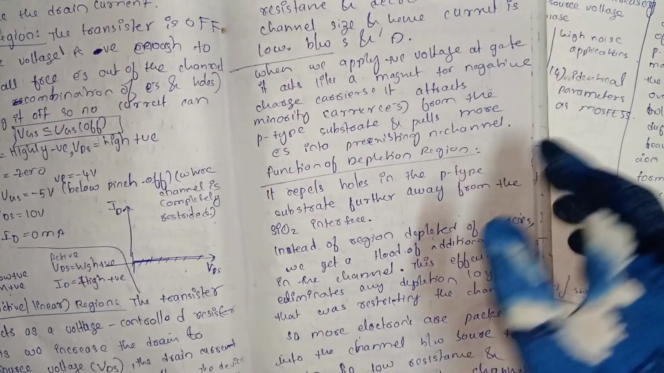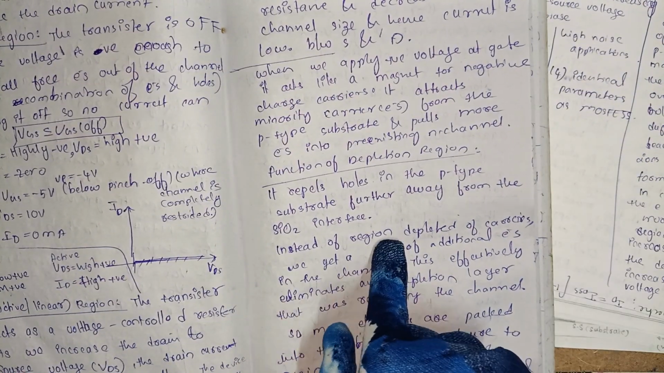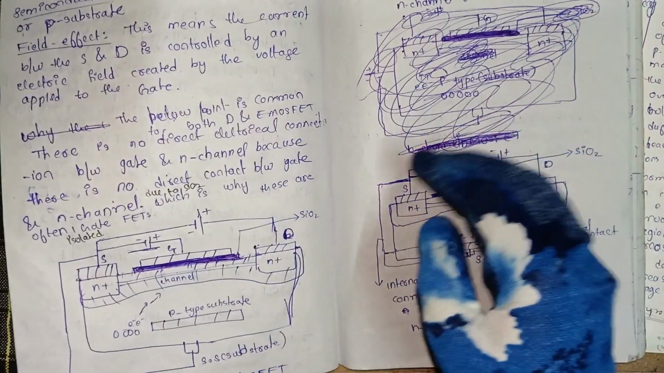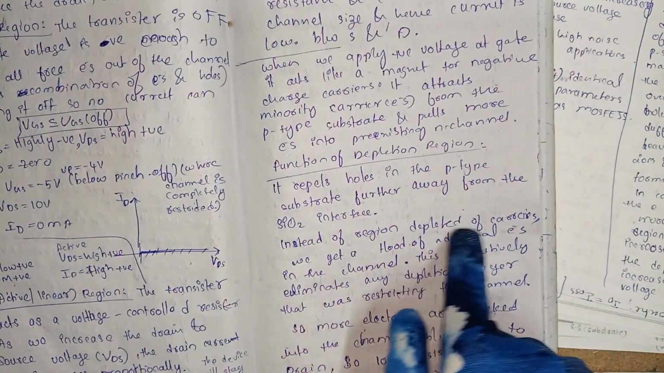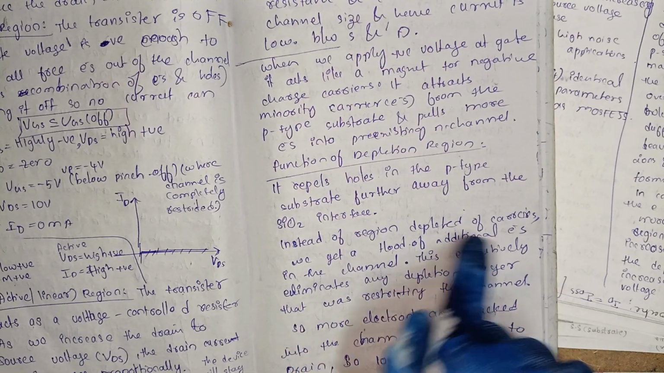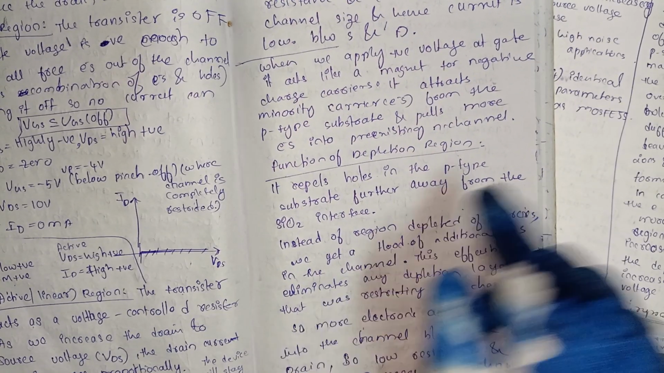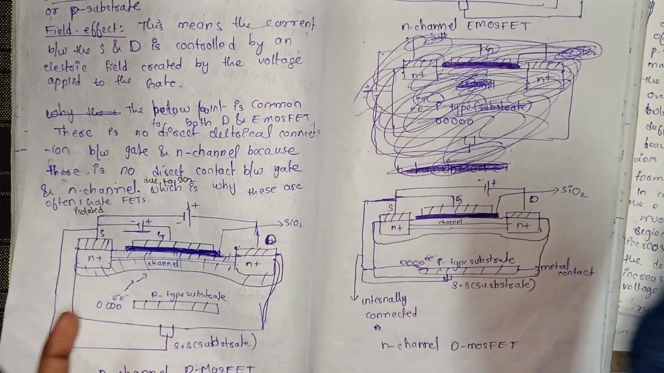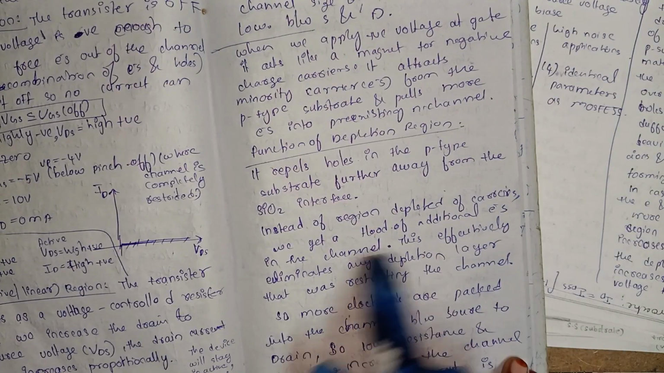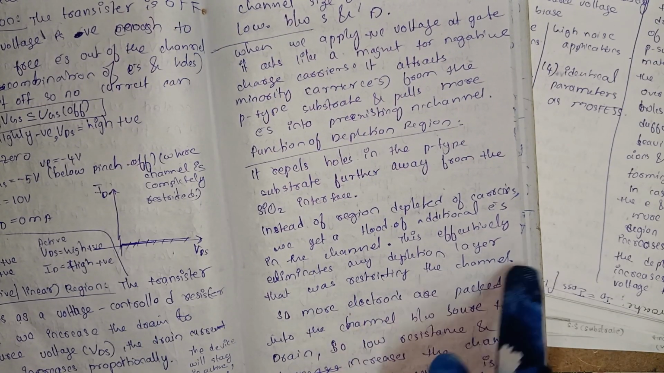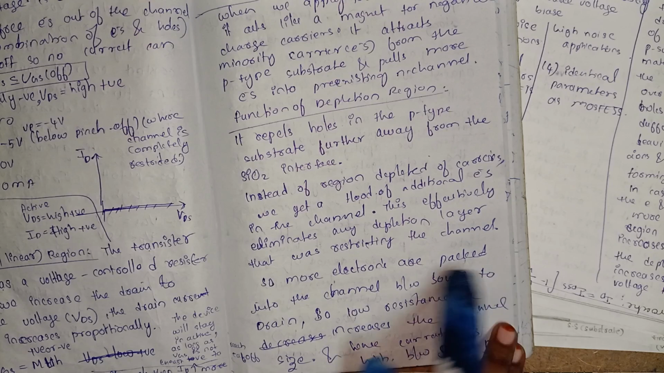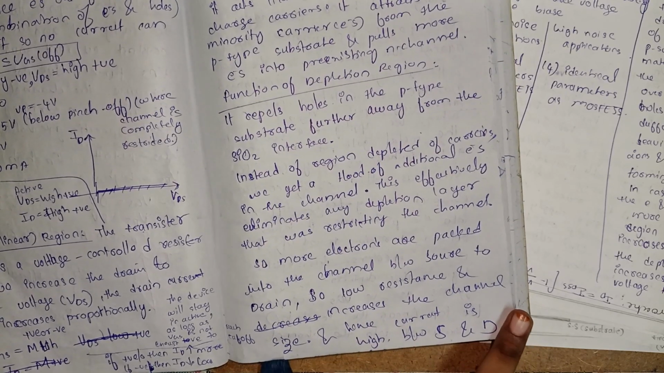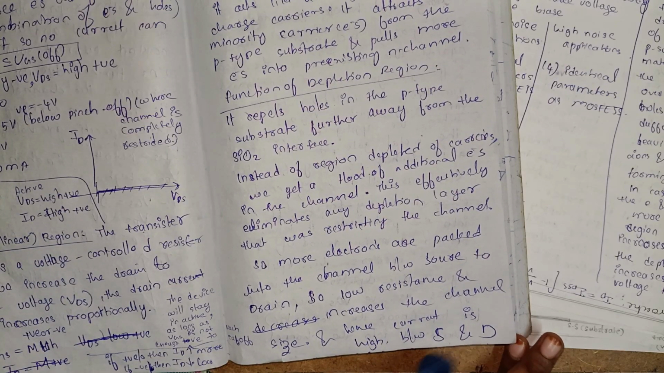Okay, towards the bulk of the p-type substrate. And then instead of a region depleted of carriers, we get a flood of additional electrons in the channel. As it is attracting electrons, we get the flood of electrons. This effectively eliminates any depletion layer that was restricting the channel. So more electrons are packed into the channel between source and drain, so low resistance and increased channel size, and hence current is high between source and drain.